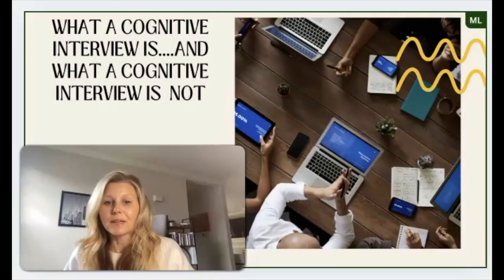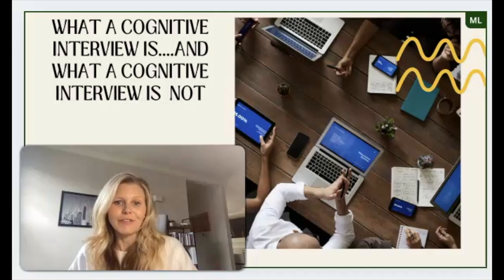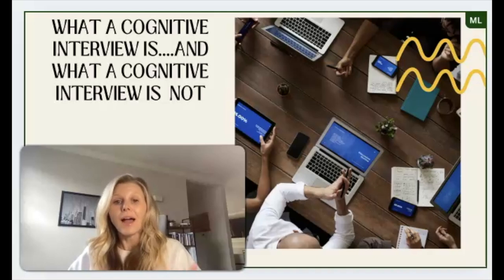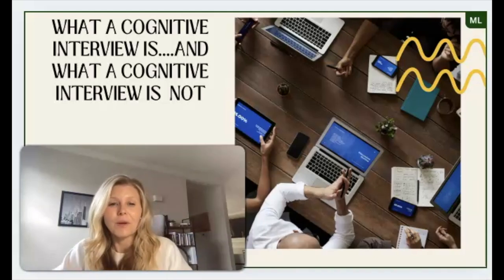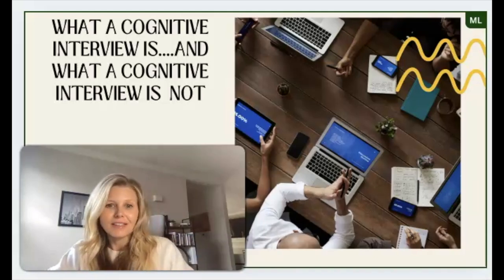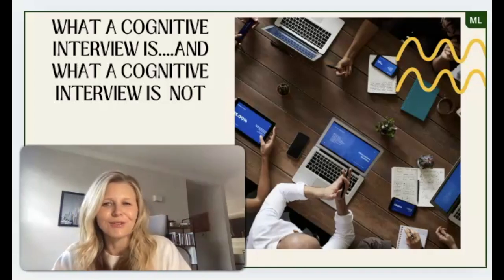Now that we've spent a little bit of time thinking about what a cognitive interview is and what a cognitive interview is not, let's go ahead and look at some slides to think about how we're going to conduct this interview. It is a bit of an intensive process, and hopefully I will give you some tools and strategies that can set you up for success.